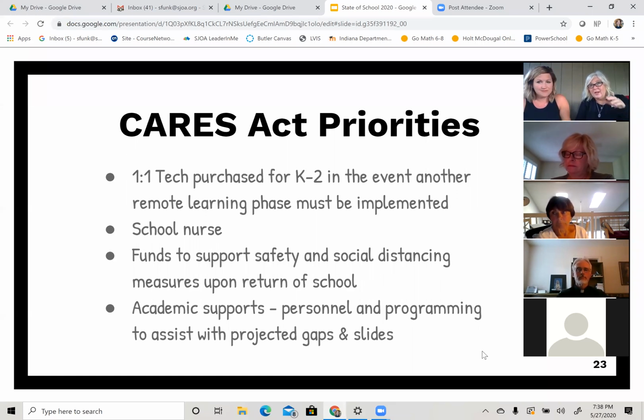I will trust nothing until we're given a number. But we've started our wish list. Our wish list includes, parents, I want to caution you, we don't want one-to-one technology because we want kindergartners and first graders on it all the time.